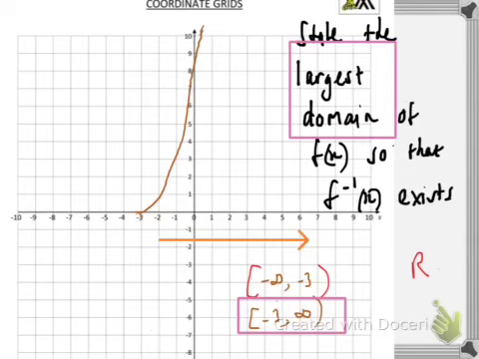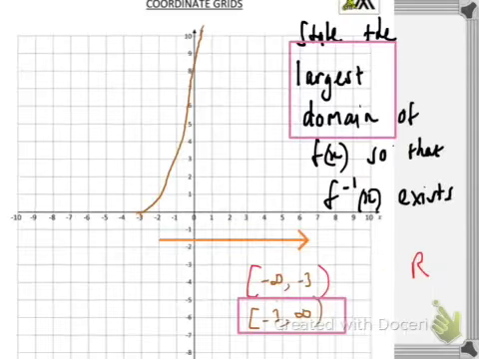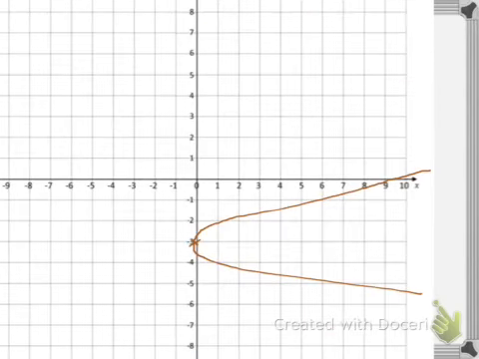So just repeating there, my original function, if I go back here, its inverse was not a function. It did not exist. The inverse function did not exist. It wasn't until I was able to restrict the domain of the original that I was able to get an inverse that actually existed.